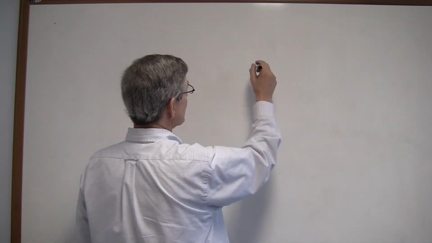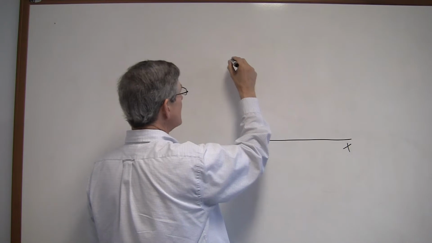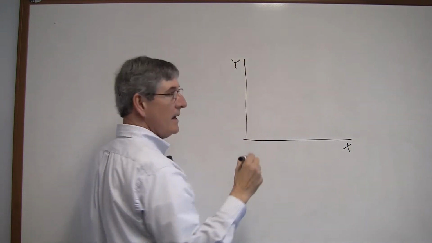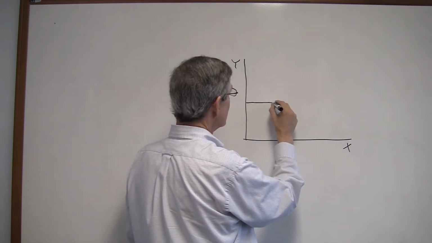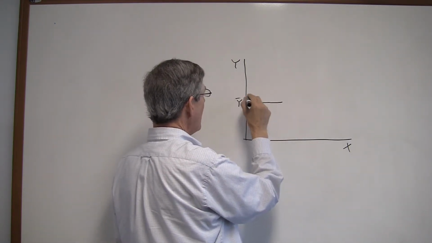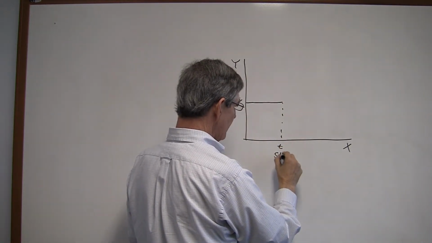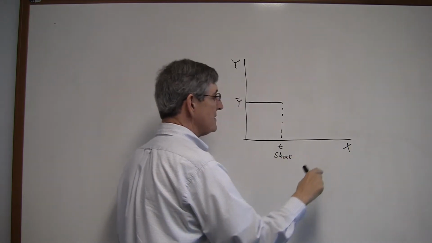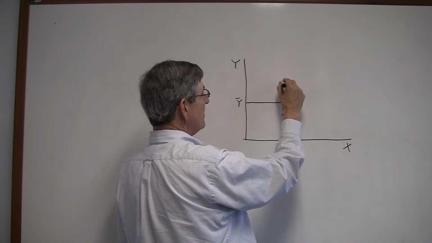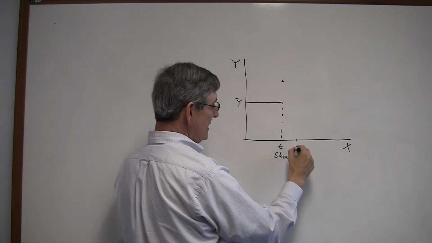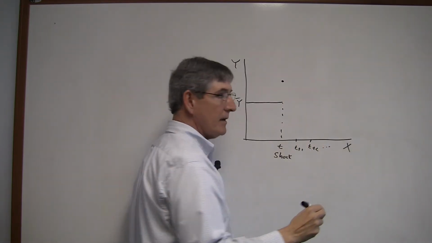So let's just think about a two-variable model where we have x on this axis and y on this axis. And y is just moving along at its mean, at its normal value. So y is going along here at y bar. And suddenly at some point, time t, there's a shock to the variable x. What we want to do is trace out, maybe it goes up, what happens at time t, t plus 1, t plus 2, and so on.